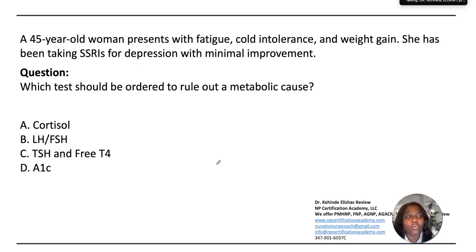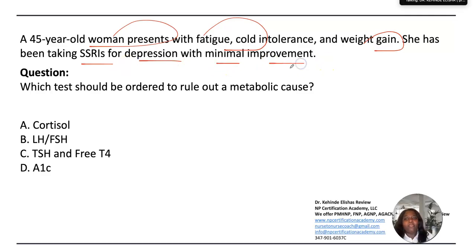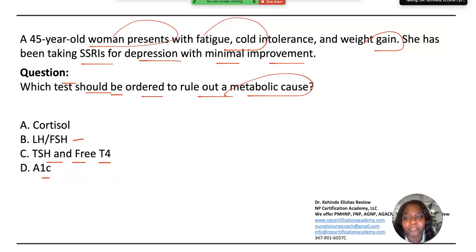The next thing we're now going to go to is question number 2, case number 2. A 45-year-old woman presents with fatigue, cold intolerance, weight gain. She has been taking SSRIs for depression with minimal improvement. Which test should be ordered to rule out a metabolic cause? A, cortisol. B, LH or FSH. C, TSH and free T4. D, hemoglobin A1C. What do we think? Please drop your answers in.